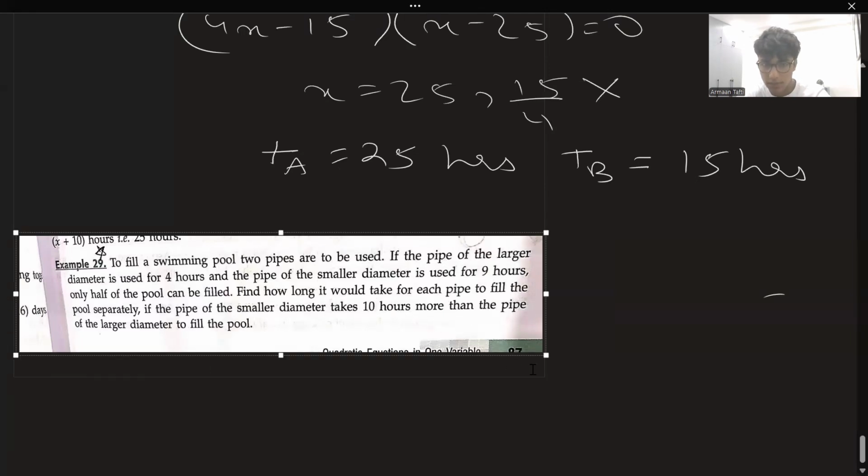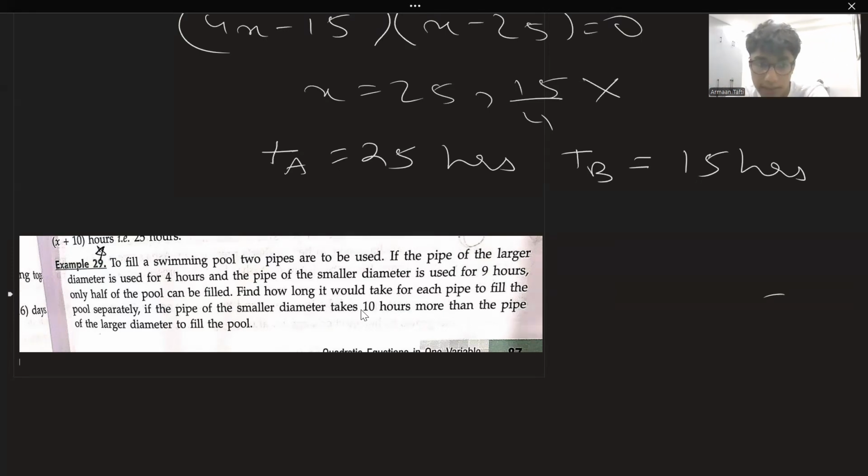So let's make this, okay. To fill a swimming pool, two pipes are used. So it's another pipe question. If the pipe of the larger diameter is used for 4 hours and the pipe of the smaller diameter is used for 9 hours, only half the pool can be filled. How long would it take for each pipe to fill the pool separately if the pipe with the smaller diameter takes 10 hours more than the pipe with the larger diameter to fill the pool?